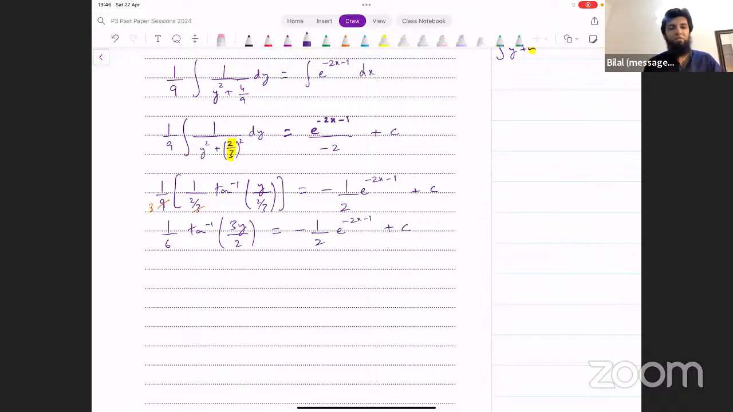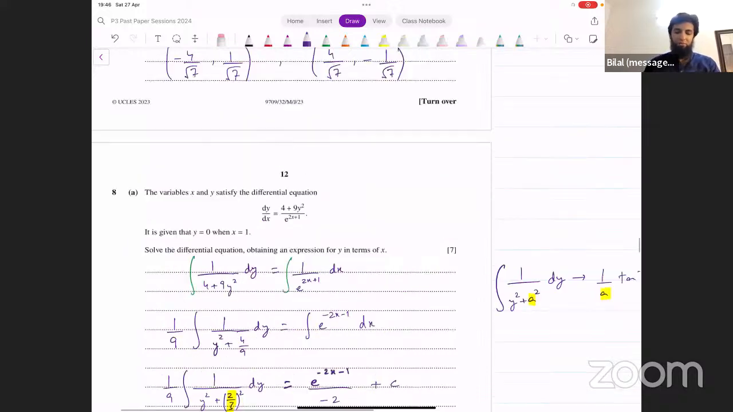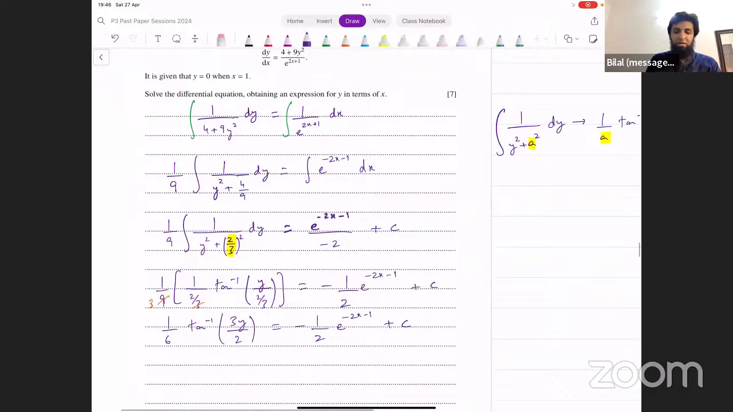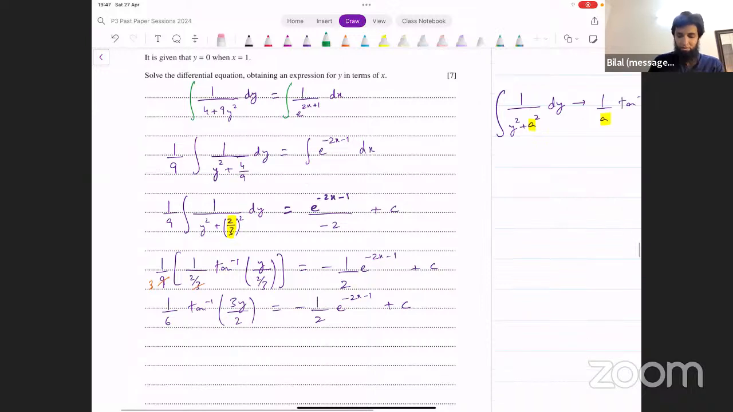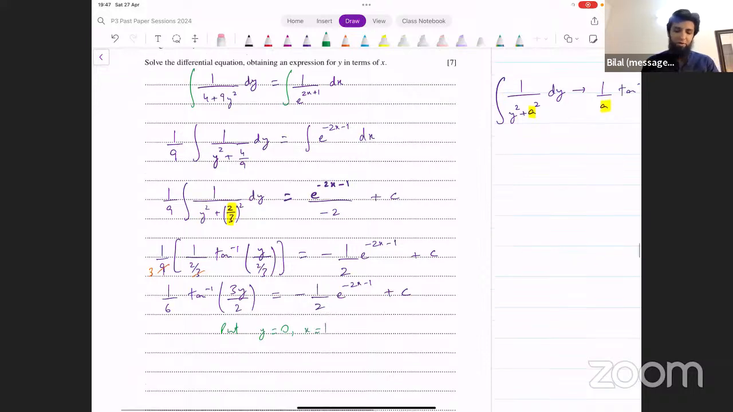And now we need to find the value of c somehow. How do you do that? You've got a point given. They've given you some value of x and y. They're saying y equals 0 when x equals 1. Let's use that to find the value of c now. Let's put y equal to 0 and x equal to 1. Let's see what we get from this.